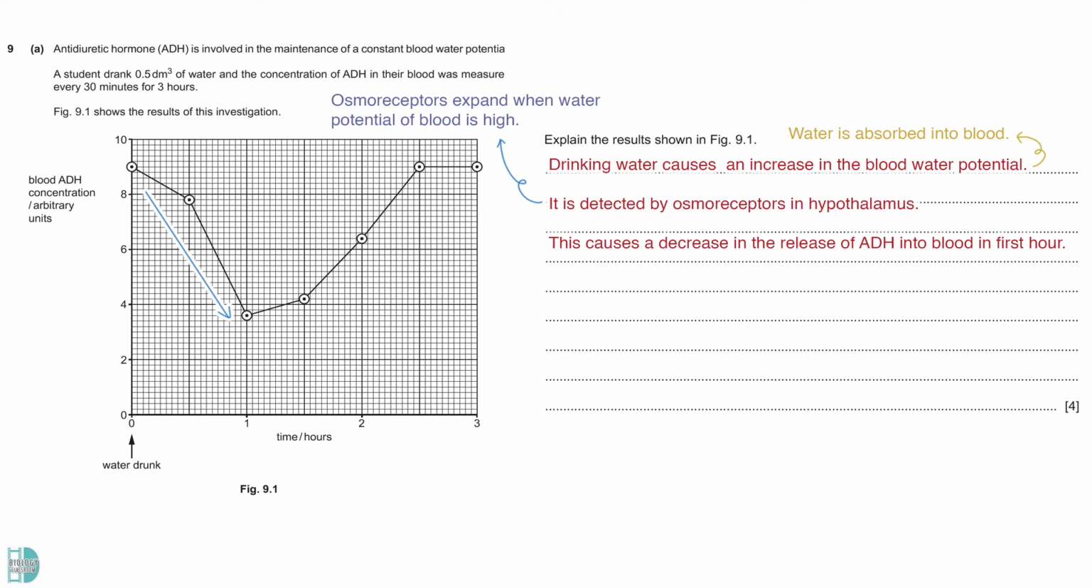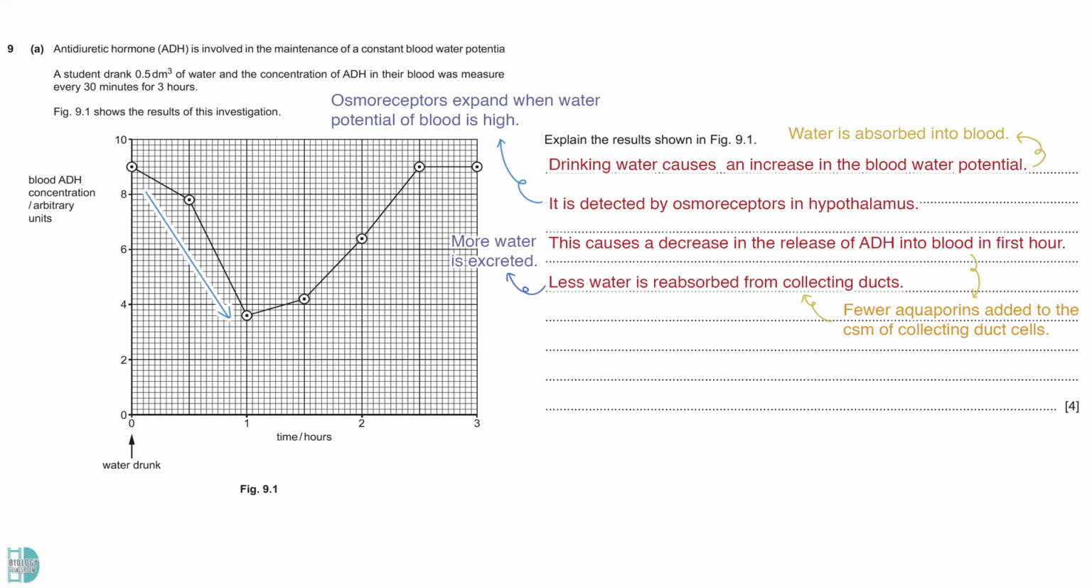When there is a lower ADH concentration, fewer aquaporins are added to the cell surface membrane of collecting duct cells. Less water is reabsorbed from the collecting ducts, resulting in more water being excreted. So, there is a decrease in blood water potential. The excretion of water causes the blood water potential to return to the set point.